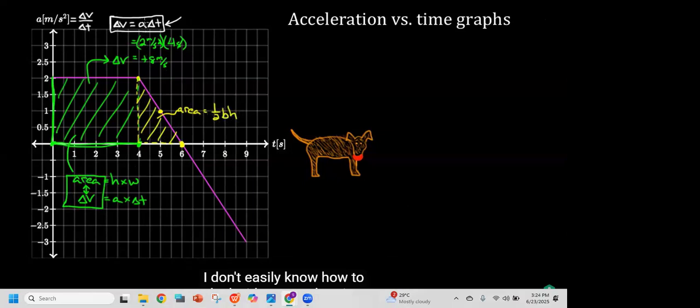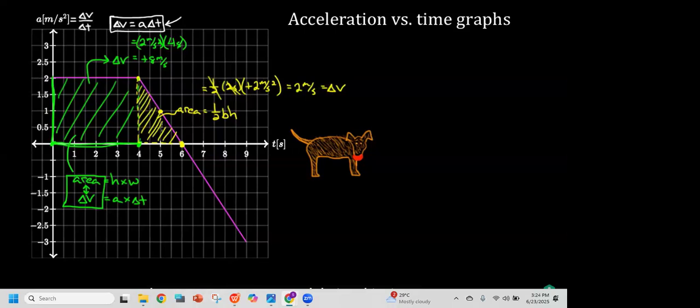I don't easily know how to deal with an acceleration that's varying within this formula, but I do know how to find the area. For instance, the area here, I have 1/2, the base is 2 seconds. The height is going to be positive 2 meters per second squared. And what are we going to get? The half cancels with the 2, and this is going to be equal to 2 meters per second. That's going to be the area. That represents the change in velocity. So Daisy's velocity changed by 2 meters per second during this time.